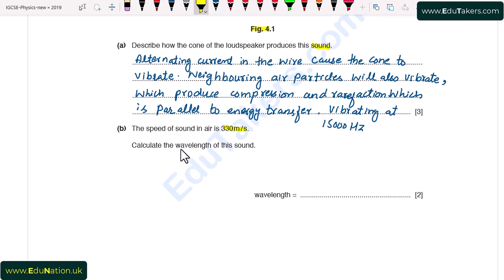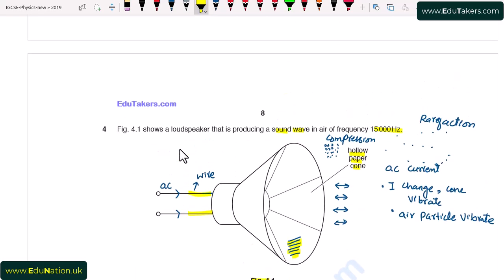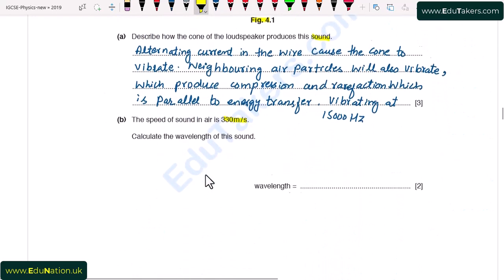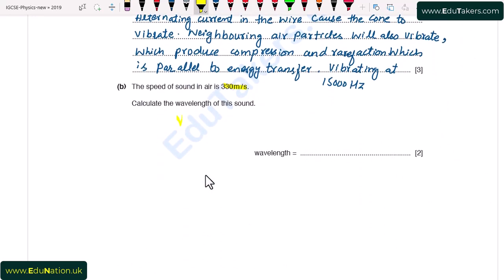Here we have to calculate the wavelength when the speed is given and also frequency is given, that is 15,000 Hertz. So using these two values, I write that v is equal to f lambda, that is the wave equation. Here v is speed, f is frequency and lambda is wavelength. We have to find out the value of lambda. It will be equal to v over f. So the speed is 330 meter per second and frequency is 15,000 Hertz. So the wavelength comes to be 0.022 meter.